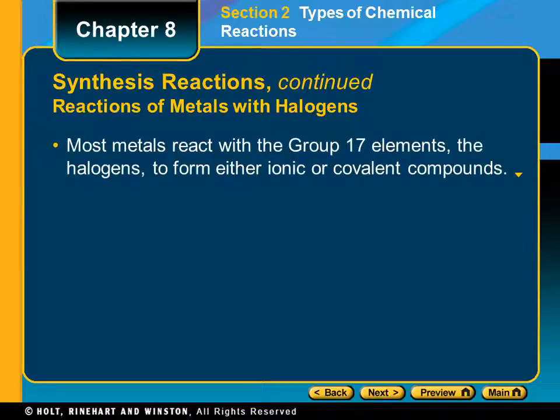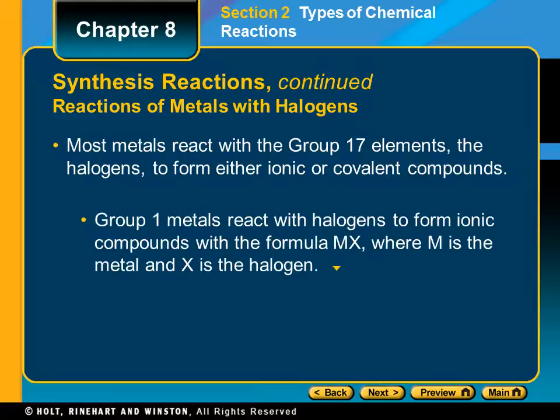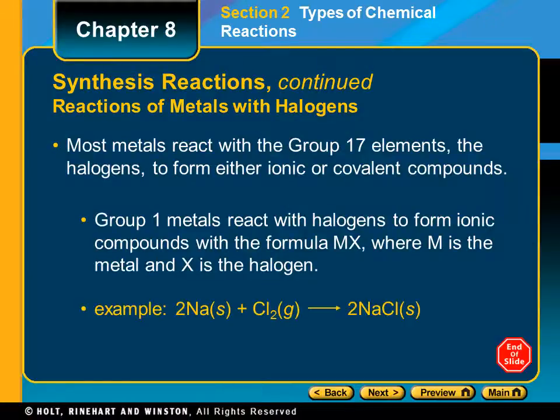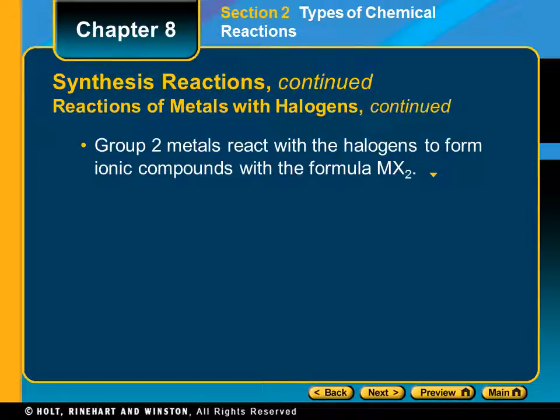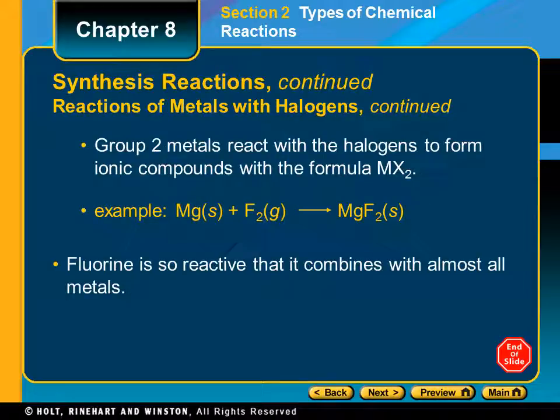We can talk about reactions of metals with halogens. Most metals will react with the group 17 elements, which are the halogens, to form either ionic or covalent compounds. Group 1 metals react with the halogens to form ionic compounds with the formula MX, where M is the metal, X is the halogen. An example would be sodium and chlorine, giving you sodium chloride. Group 2 metals react with the halogens to form ionic compounds with the formula MX2. An example would be magnesium and fluorine. Fluorine is so reactive that it combines with almost all metals.